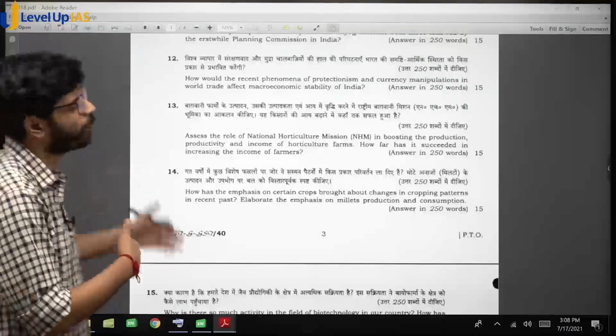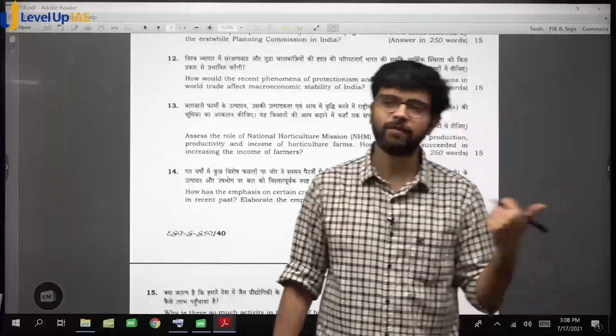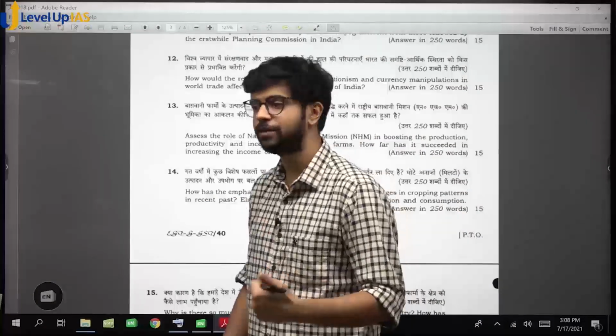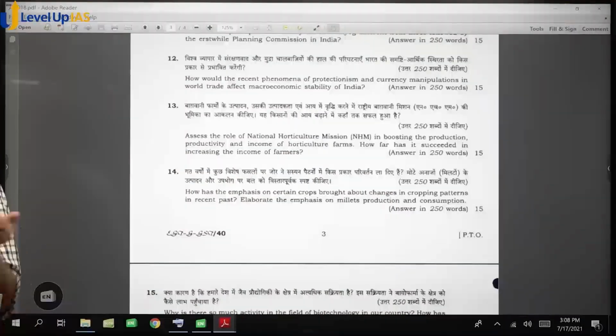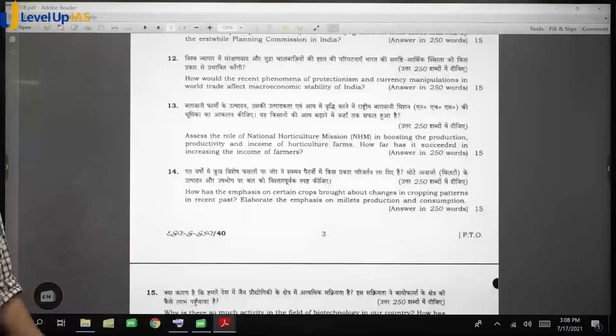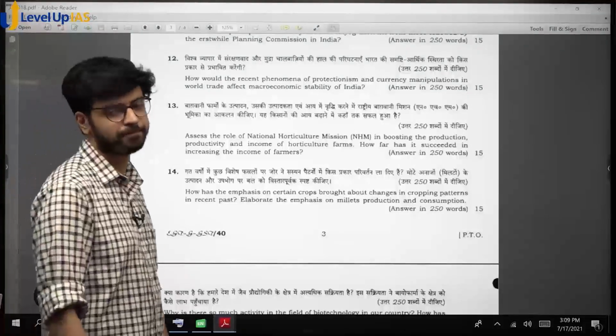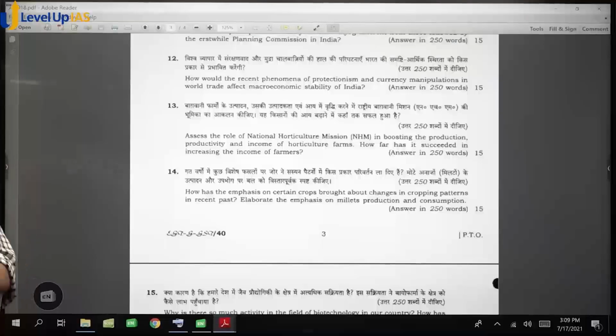See, understanding the demand of the question is much more important than understanding the content. Because content, once you understand, you will read, you will understand. But whether to write that or instead of that something else to be written, वो कैसे पता चलेगा? That will happen only due to past year question analysis. Yes or no? Very simple. 2018 question number 13.